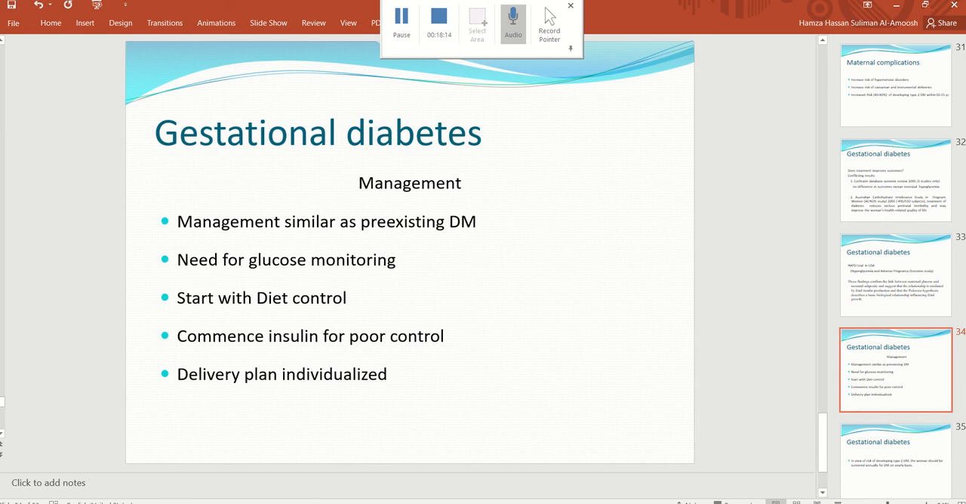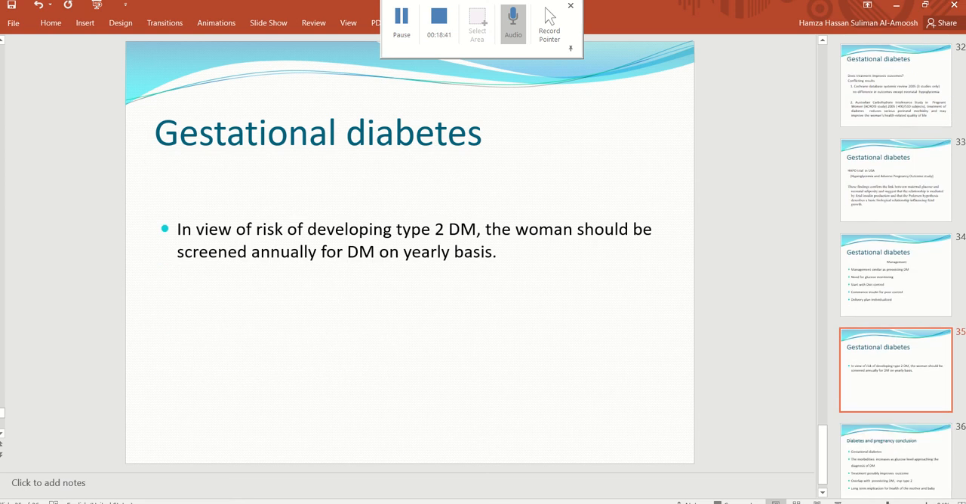The management generally is the same as pre-existing diabetes. Basically, try to control glucose. The more control you have, the less problems you will get. Monitor glucose, start with diet, then move to insulin if you can't control it with diet. And put a clear plan for delivery, depending on individual circumstances. Now, because there is risk of developing type 2 diabetes, it's better to advise the woman to screen annually for diabetes.